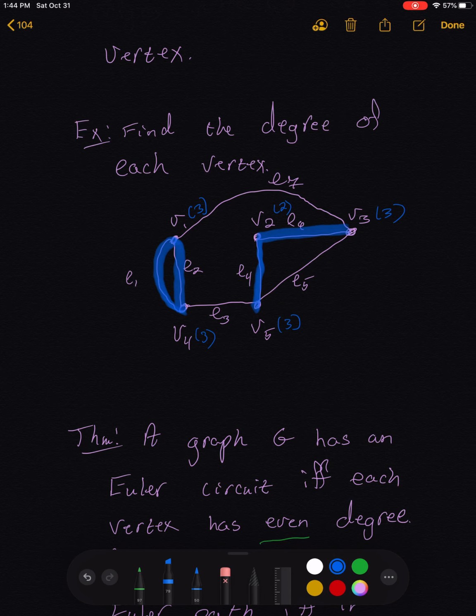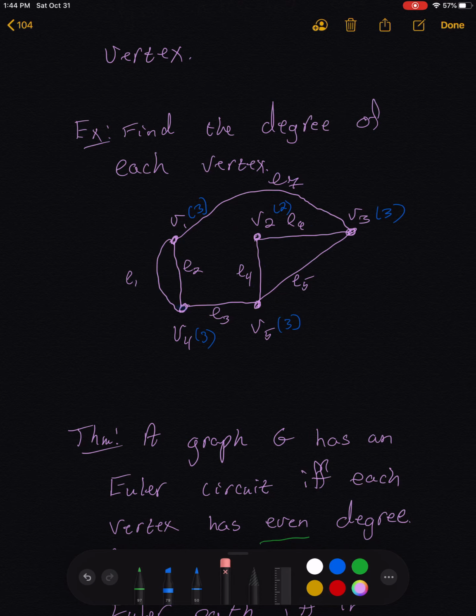Now, again, we can create a path if there are exactly 2 odd vertices because we just begin at one of those odds and we end at the other odd, and that clears up that extra edge in each case. But other than that, we need all even vertices.